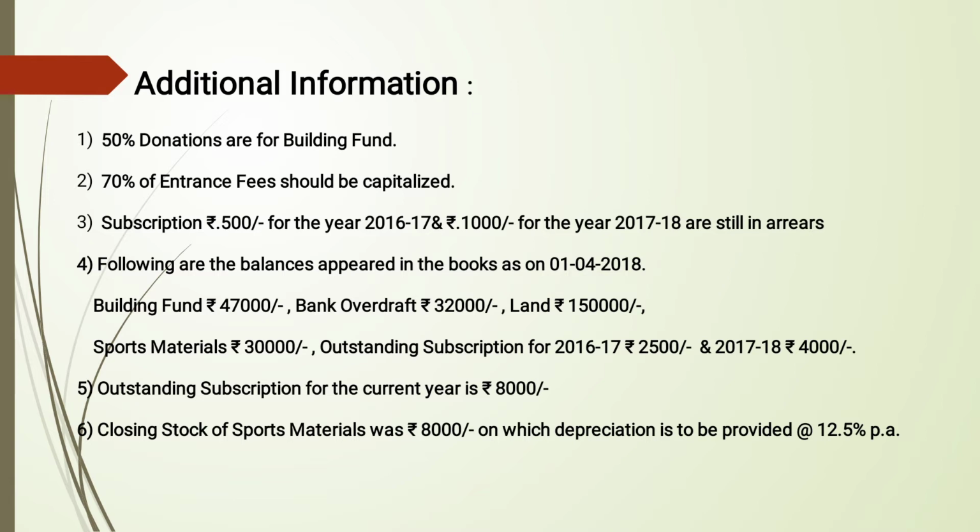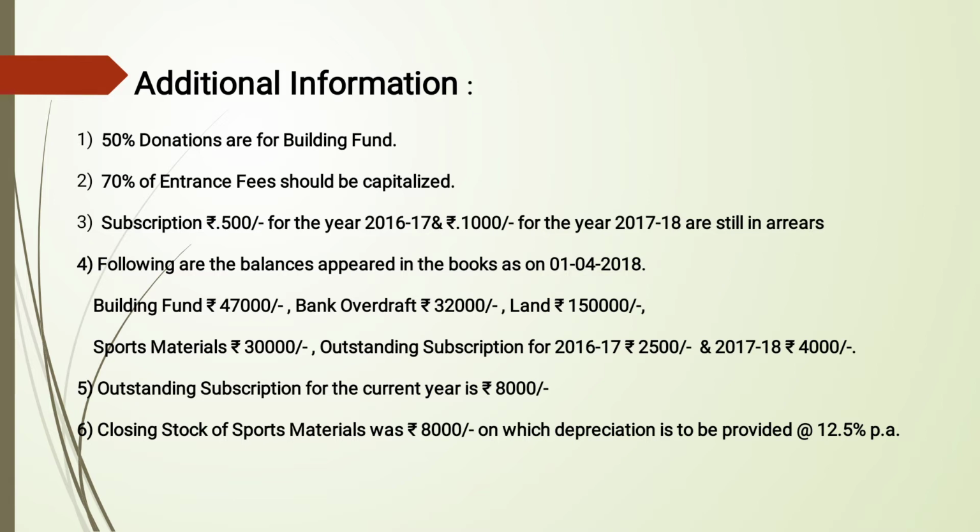Next adjustment, outstanding subscription for the current year is rupees 8,000. Again adjustment on subscription. So in front of the subscription in receipt side you have to write adjustment number 5. It means adjustment numbers 3, 4, 5 are on the subscription item.